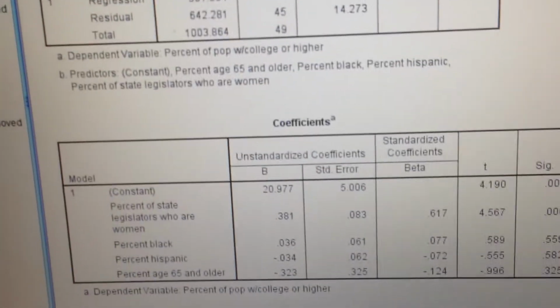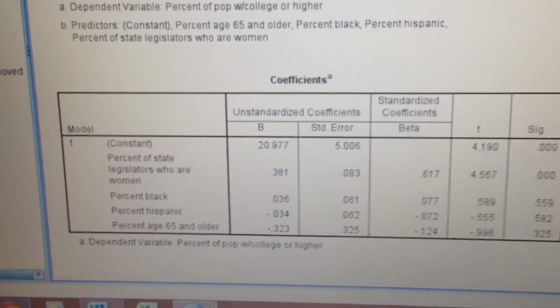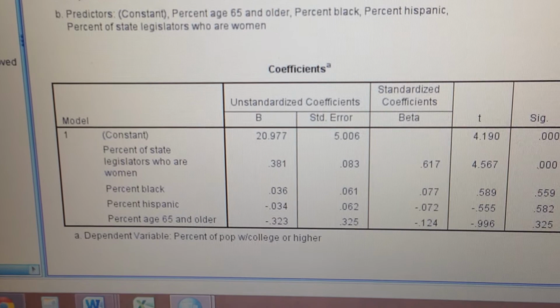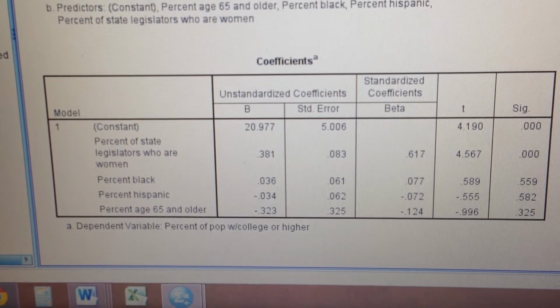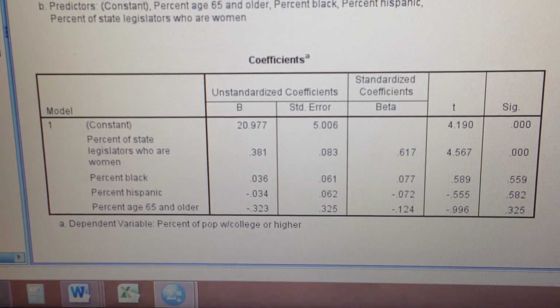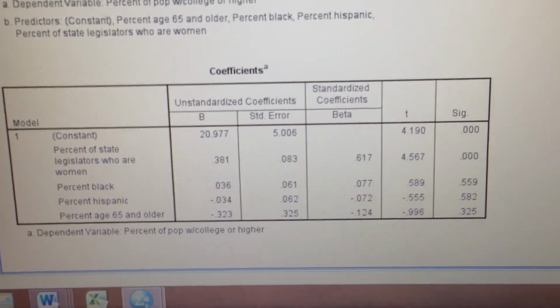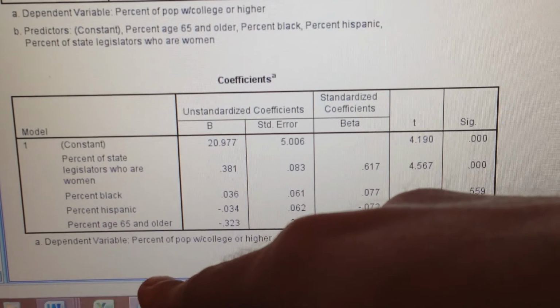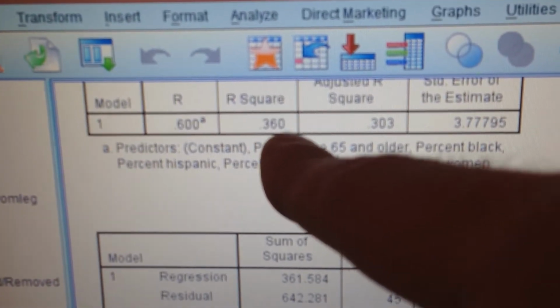If we had an r squared of 1, what this would mean is that if we knew these 4 things about any state, we could predict the percentage of their population that has college degrees with 100% accuracy 100% of the time. These 4 things would tell us everything we needed to know to make completely accurate predictions. We have an r squared for this model of 0.36.